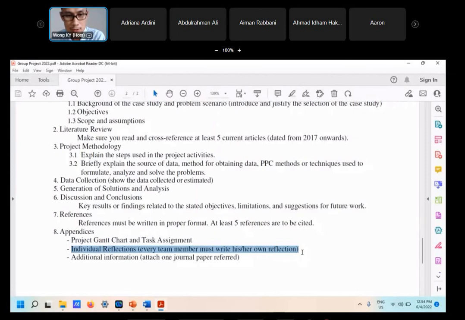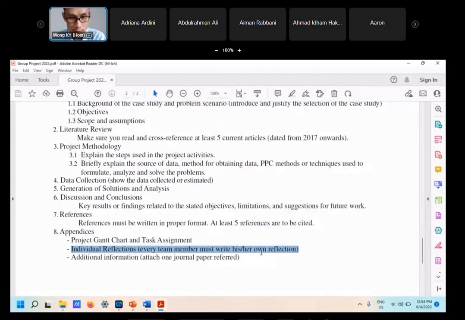You write your reflection. For example, what have you learned in doing this group project? What are the obstacles that you face? How do you solve the obstacles? And how this group project helps you in your lifelong learning. That is important, because lifelong learning is one of the skills that will be evaluated in this course. So I want every one of you to write your reflections, how this project has actually helped you in improving your lifelong learning. So write that as your reflection.